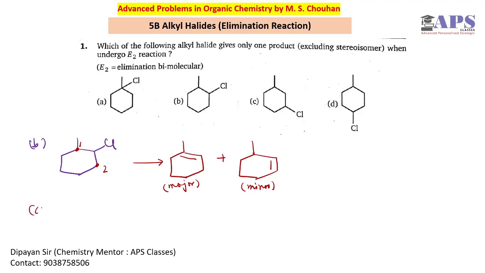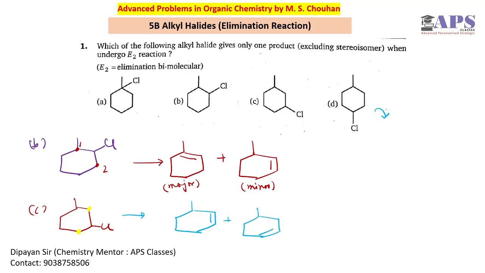Okay, in option C again we have different types of beta carbons. So this is beta carbon number 1, this is beta carbon number 2, and they are not identical. So again we have two products, one is this one and another is this one. So obviously we have again two products.